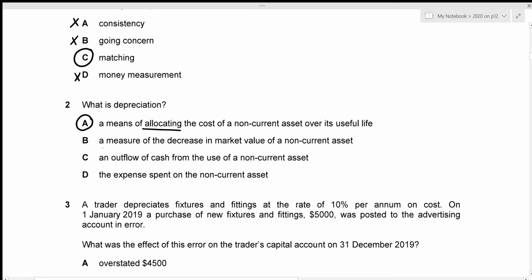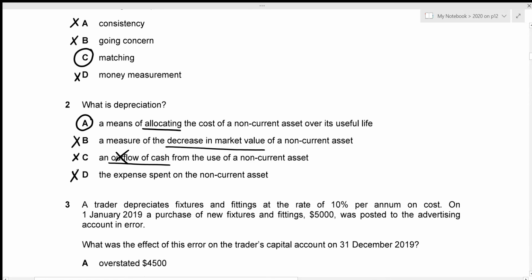The second option states that depreciation is a measure of the decrease in the market value of the non-current assets. We definitely do not compare our cost with the market value of any non-current assets, so option B is incorrect. The third option states that depreciation is an outflow of cash from the use of non-current assets. Remember that depreciation is a non-cash expense, so there cannot be any outflow. Right? So option C is incorrect. Then the last one states that depreciation is the expense spent on the non-current asset. This is again incorrect because whatever expense that we spent on the non-current asset will be the cost, not the depreciation, right? So our final option will also be incorrect.